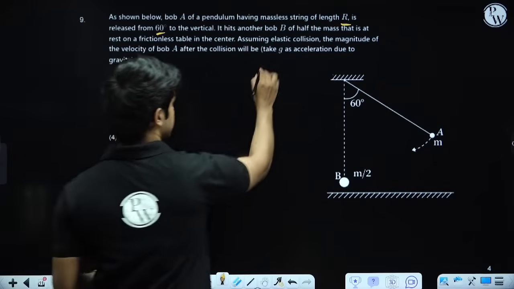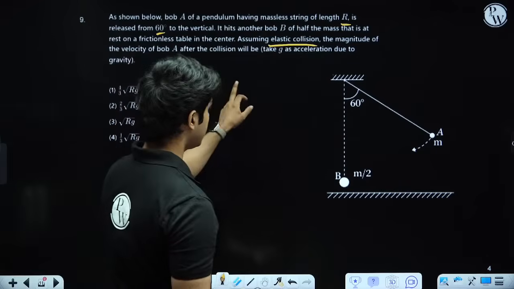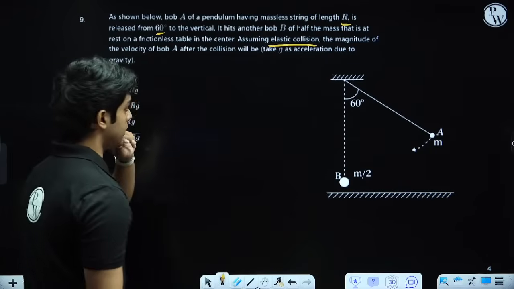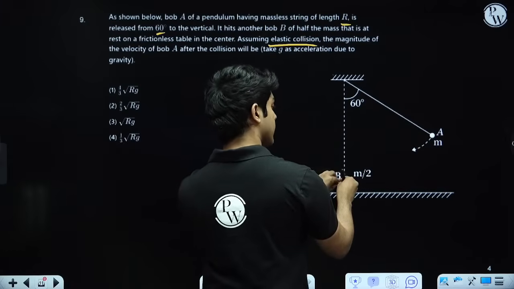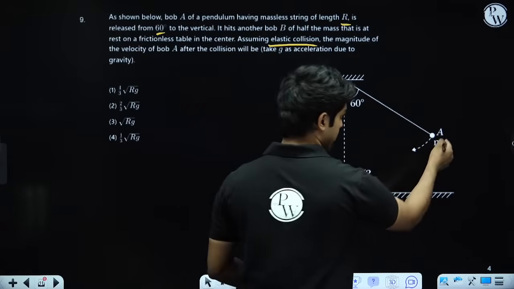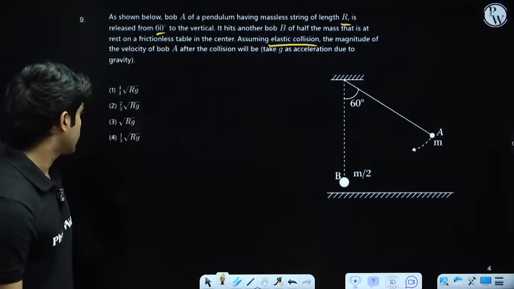We are assuming an elastic collision. The magnitude of the velocity of bob A after the collision will be, so A is over here, B is over here, A collides with B, and then A will have some velocity after the collision. We have to find that velocity. So that is the question.